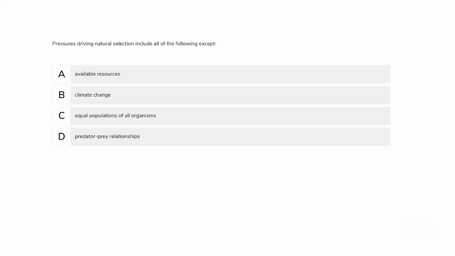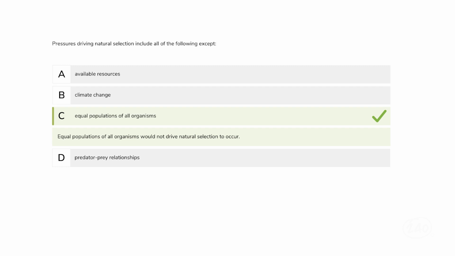And how about those natural selection questions? What do those look like? Pressures driving natural selection include all of the following except climate change, available resources, and predator-prey relationships all do drive natural selection. But equal populations of all organisms would not drive natural selection to occur. So this is the best choice.